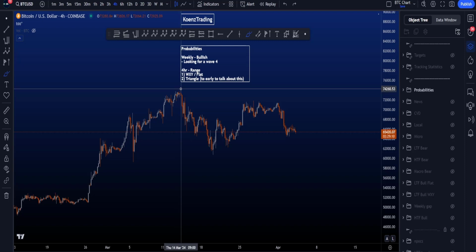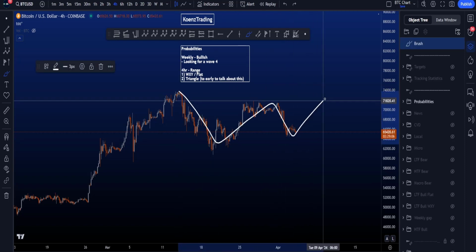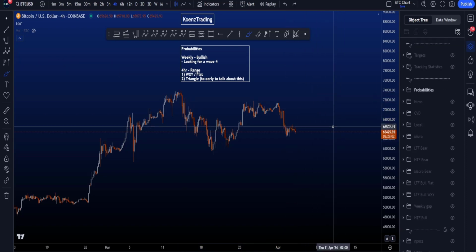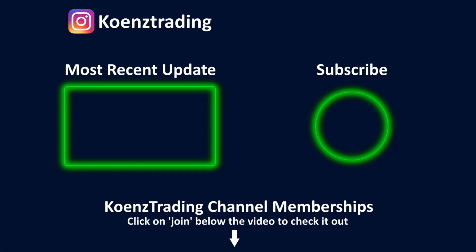I didn't speak about a triangle because it is too early for me to talk about this. I will explain this in more detail in the live stream coming up later today, where then we would be looking for a triangle, but I like to wait for at least a wave D, and we don't have that wave D yet.